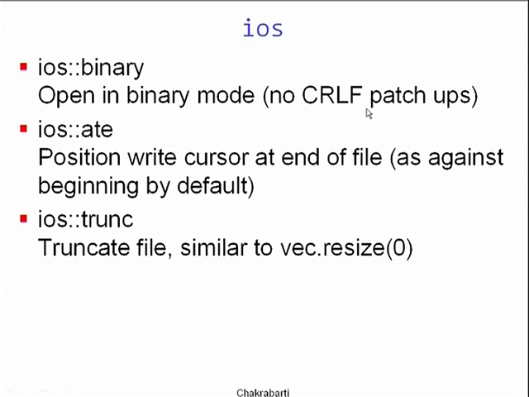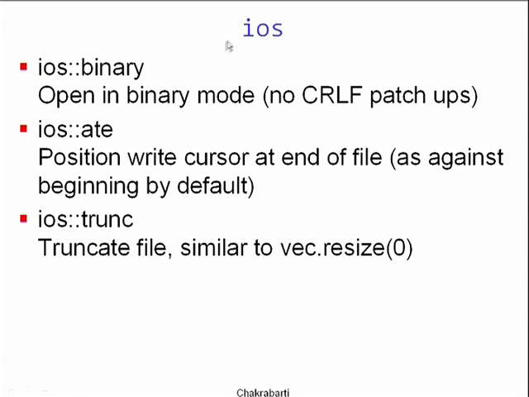If you are using binary files to dump integers and doubles and so on in low-level format, then you should use binary format so that an accidental occurrence of 0D and 0A doesn't appear like a new line. Okay? Otherwise, this system will translate it for you, thinking it's the end of line. So it's safest to always open binary files in binary mode.